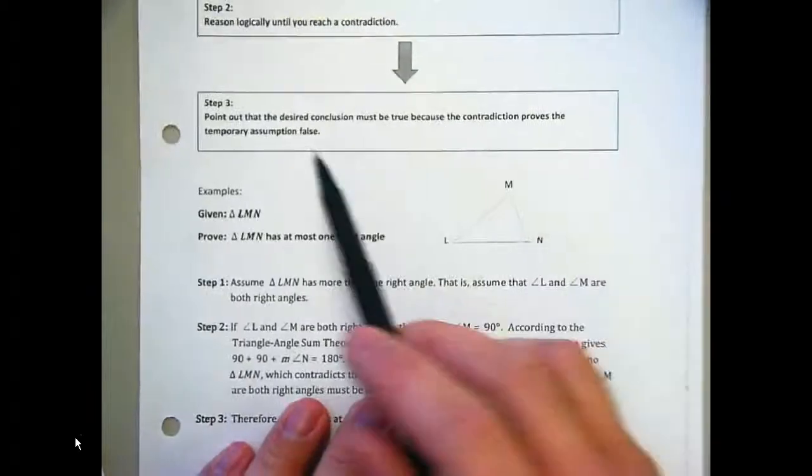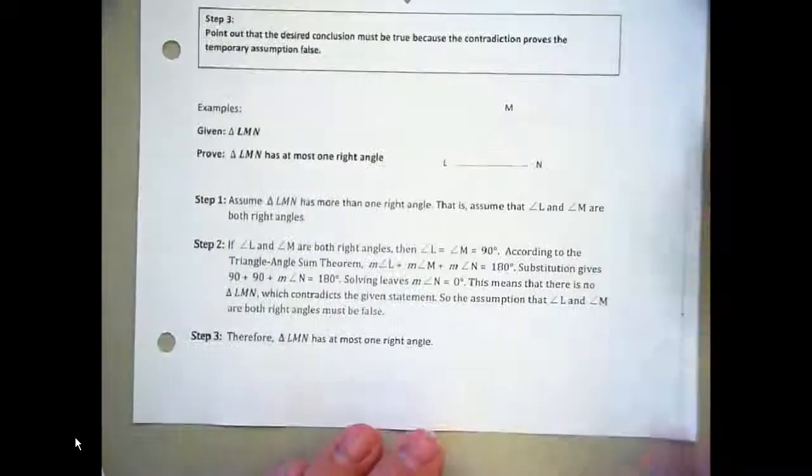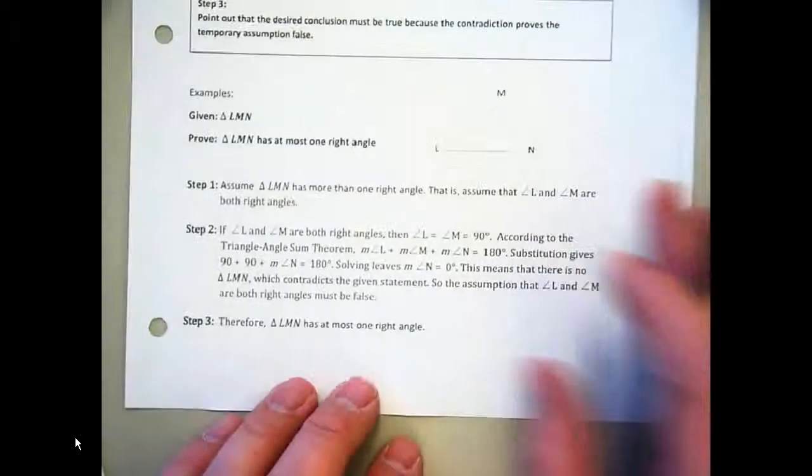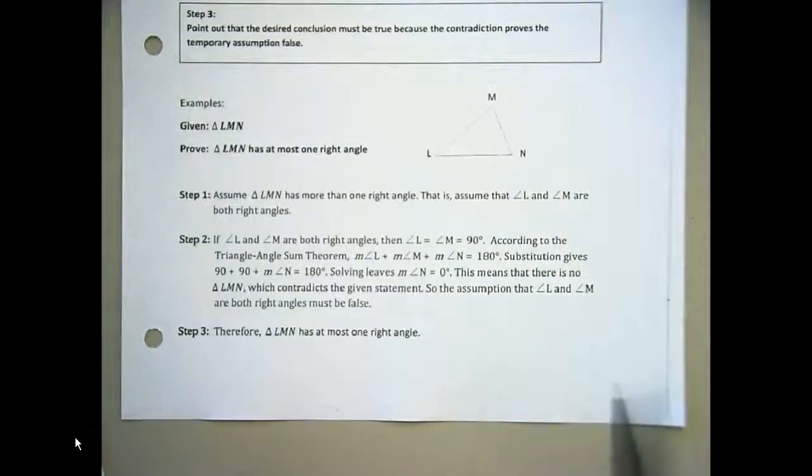Then step 3, we want to point out the desired conclusion, which I didn't finish on there. But here, rather than using ABC, there's LMN. Okay? But the same idea. All right? We'll leave that up there.